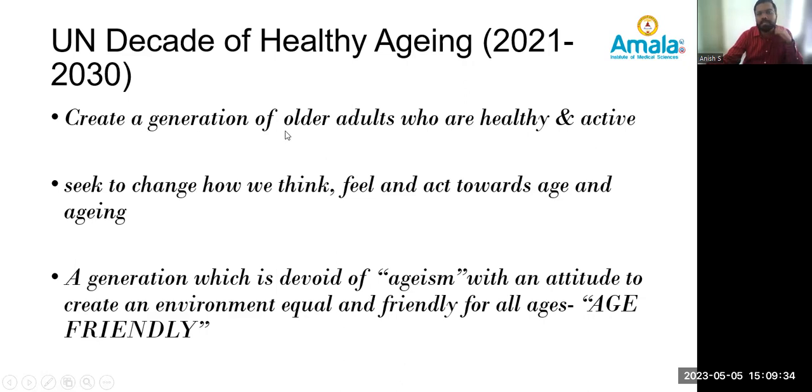So it aims to create a generation of older adults who are healthy and active, seek to change how we think, feel, and act towards age and aging, and a generation which is devoid of ageism, with an attitude to create an environment equal and friendly for all ages. That is an age-friendly environment. So this is what the broad goals of the UN Decade of Healthy Aging are.